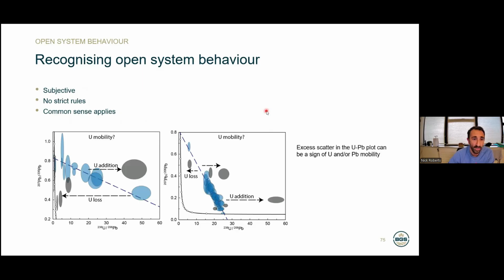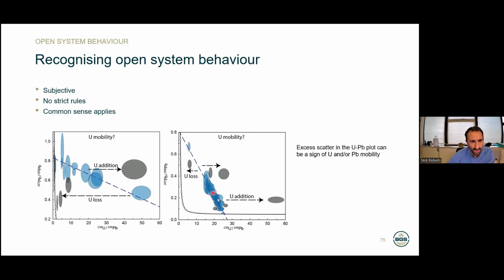What does uranium mobility look like? These are real samples. So perhaps there's a mixing line. These blue points, and perhaps these grey points, are suggesting uranium addition, which goes to the right, and uranium loss goes to the left. So this is just an interpretation. We don't really know. The key here is how to interpret uranium mobility versus something that might be a mixed age, an older age versus a younger age.